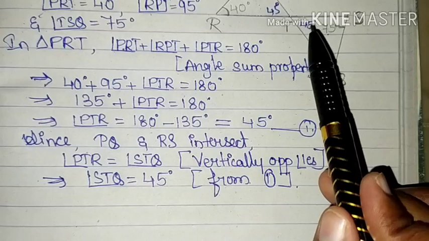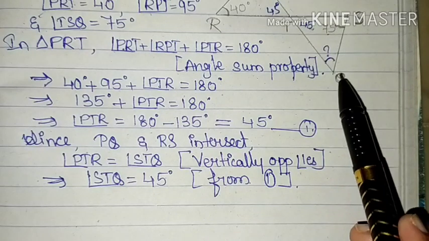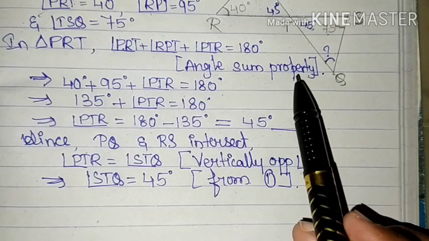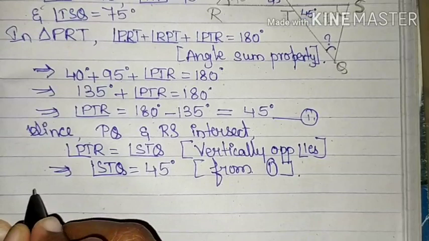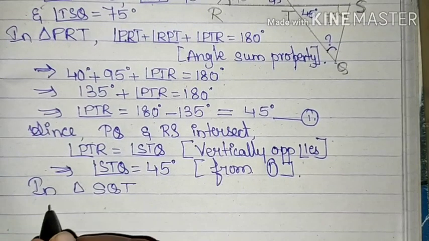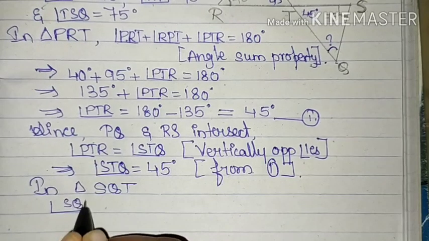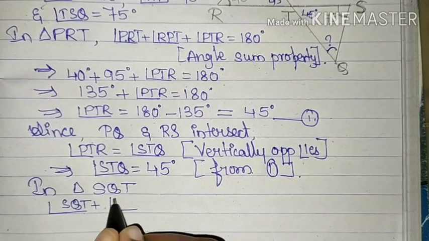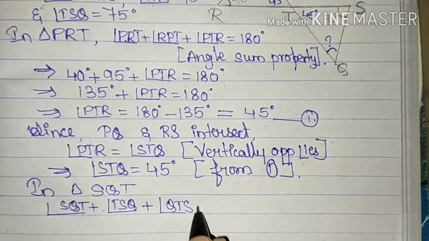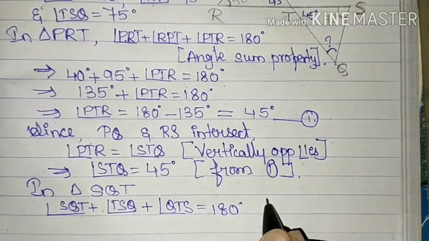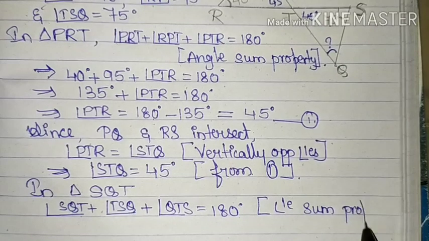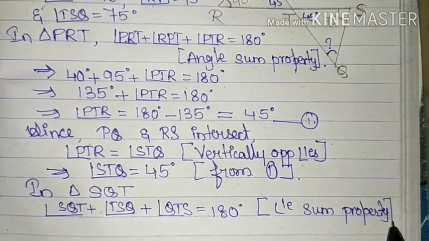In the second triangle, now we are aware of the values of two angles. We are supposed to find the value of the third angle. So once again applying the angle sum property, in triangle SQT, angle SQT plus angle TSQ plus angle QTS is equal to 180 degrees because of the angle sum property. Always remember to write the reasons because they have marks.